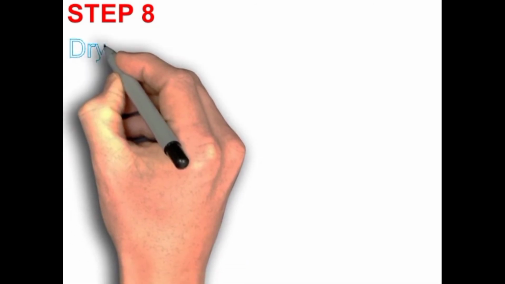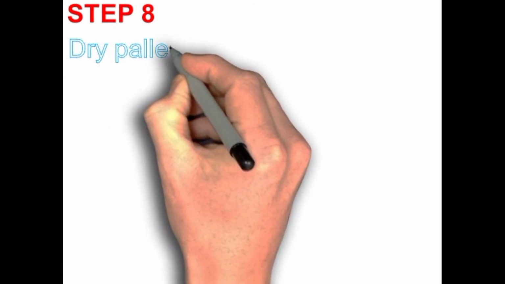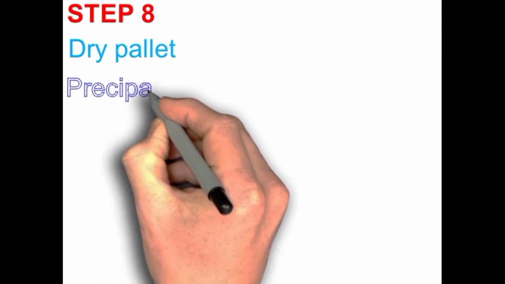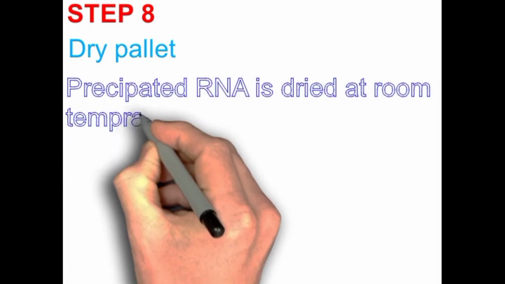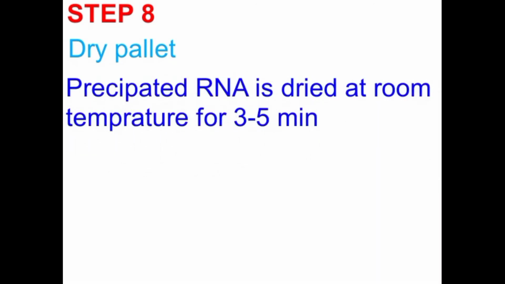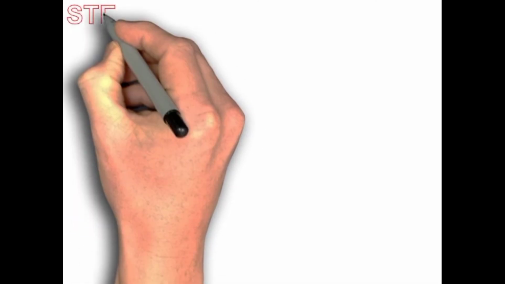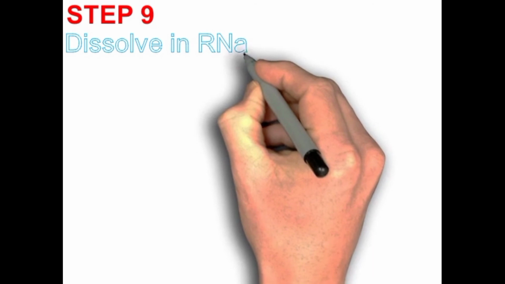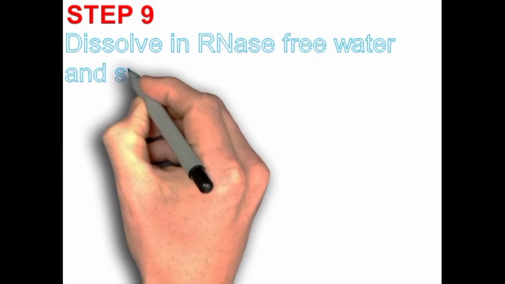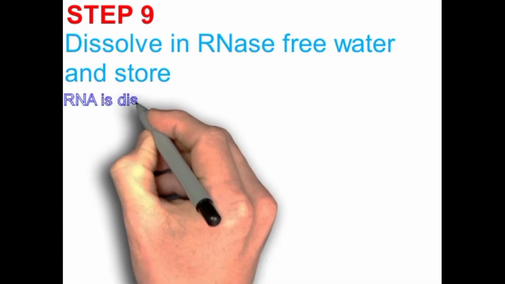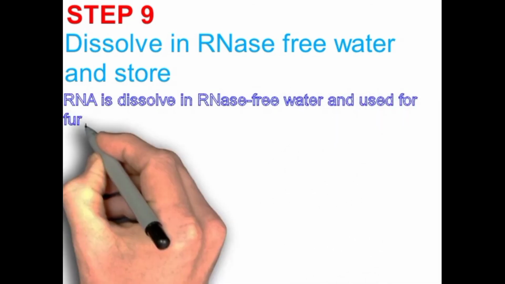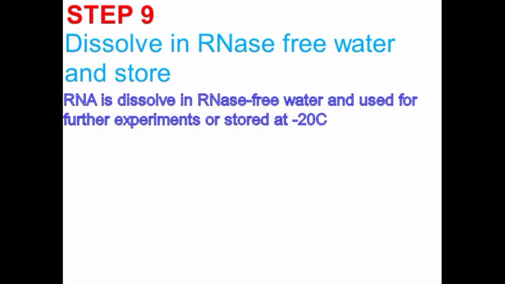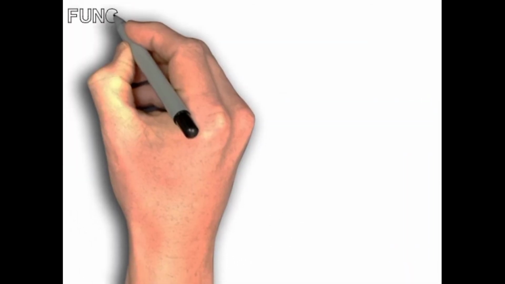Step 8. Drying the pellet. Precipitated RNA is dried at room temperature for 3 to 5 minutes. Step 9. Dissolve in RNase free water and store. RNA is dissolved in RNase free water and, used for further experiments, is stored at -20 degrees centigrade.